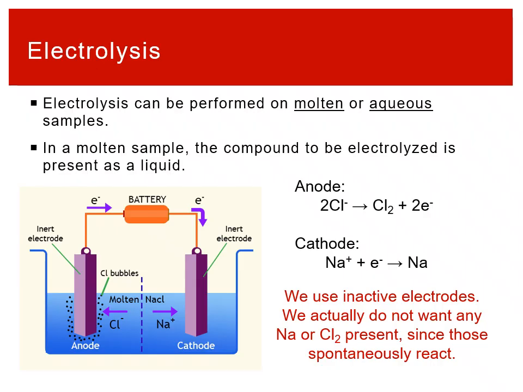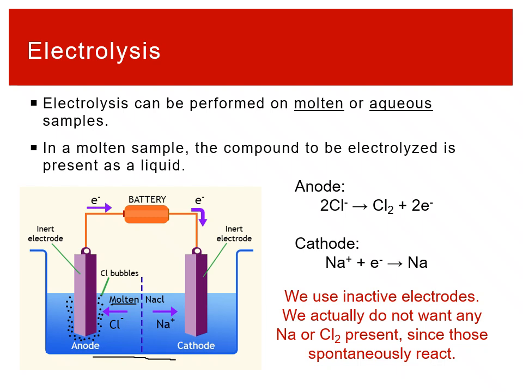So for example, if you want to do sodium chloride, you would melt your sodium chloride. So this right here is molten NaCl. That means it's liquid. So this is very, very hot. You have melted your sodium chloride, and then you just basically put your electrodes into there and you react it.